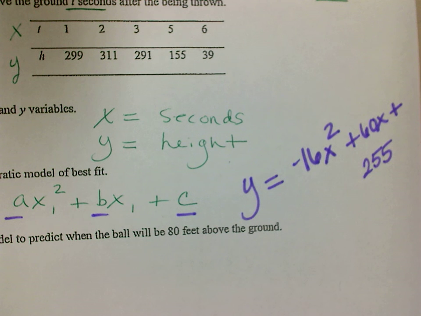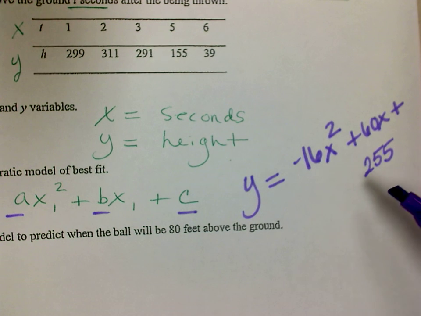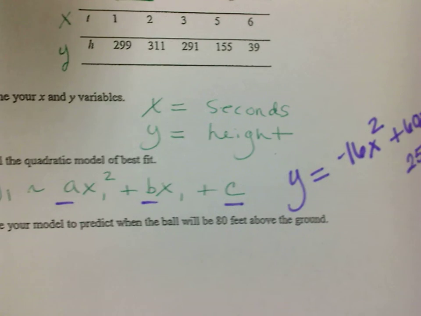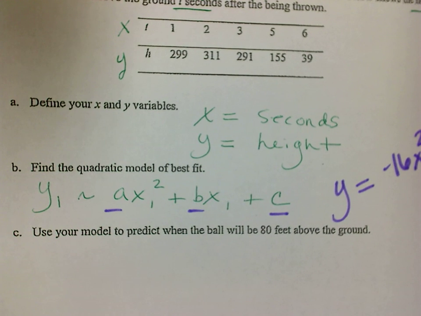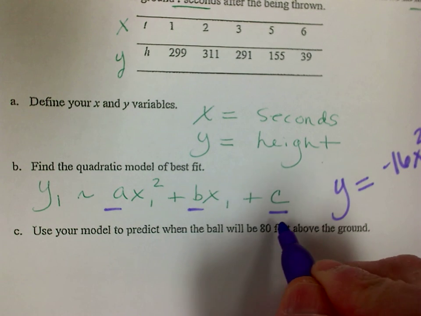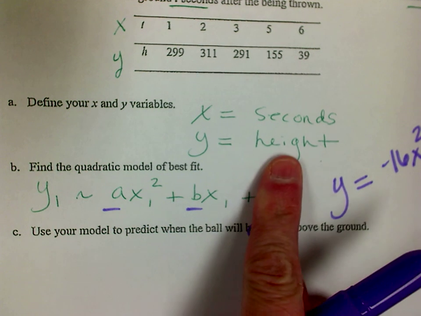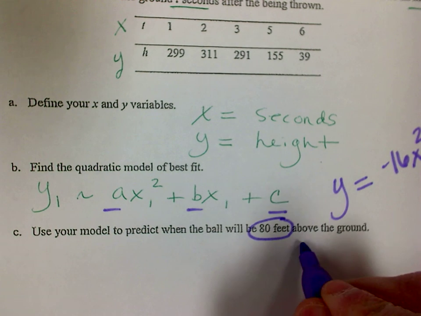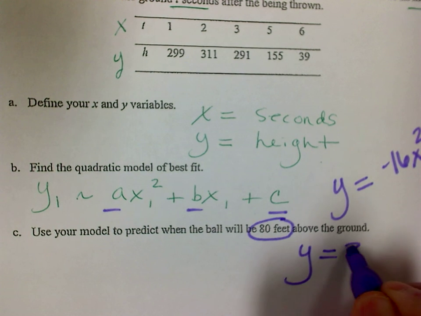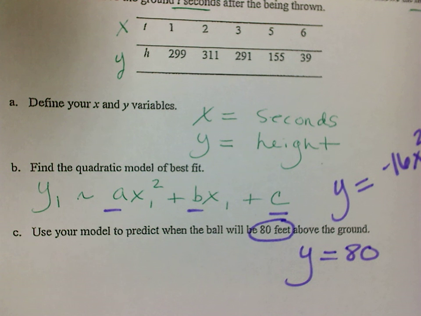Okay, anyway. This is what you should get for your equation. All right, and then part C, this time I'm giving you 80 feet. I am giving you a height. So in this case, y is equal to 80. So I'm going to have to go to my Desmos again.